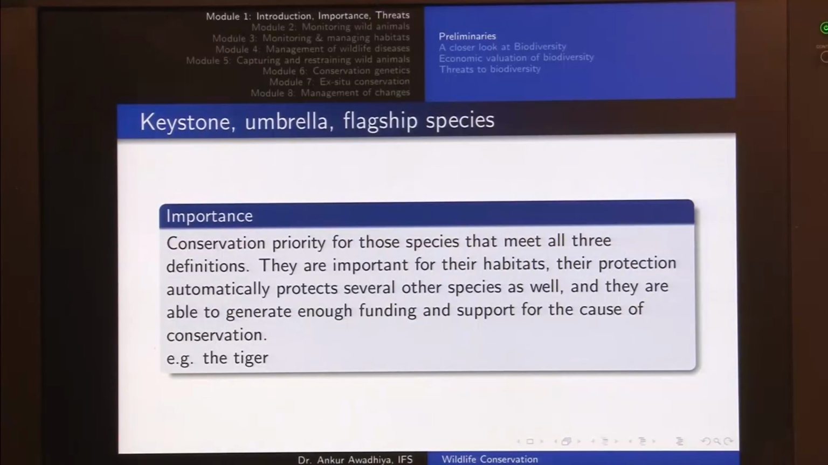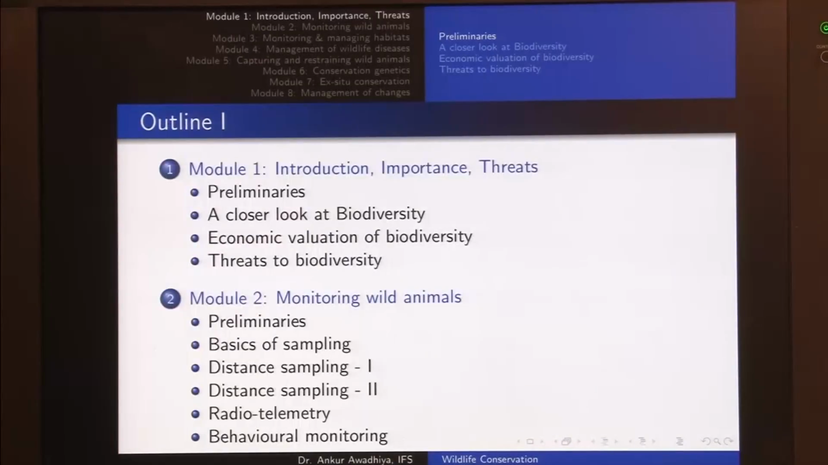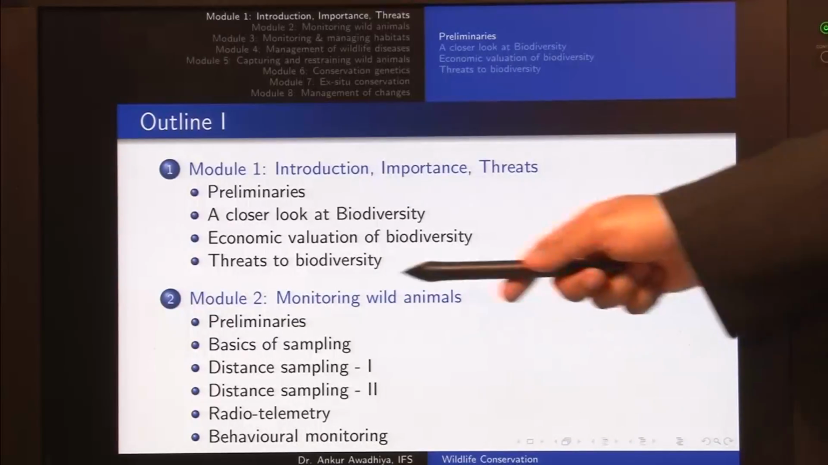So now let us have a look at what we are going to do in this course. So this course will have 8 modules. So the first module is what we are going through. The next module will be on monitoring of wild animals. So basically we will talk about basics of sampling. So how do you know how many animals are there in your area?